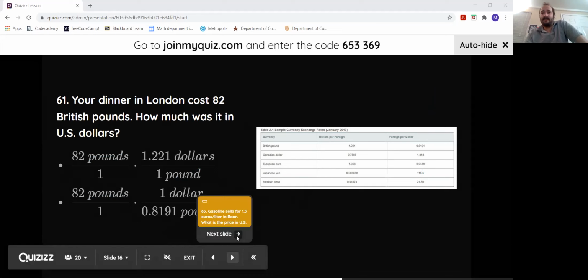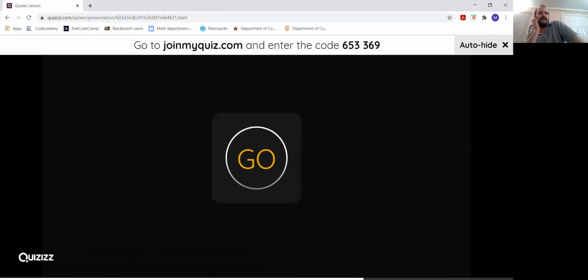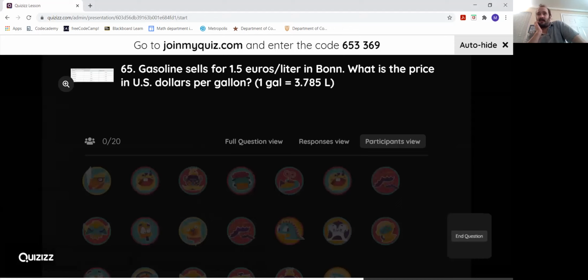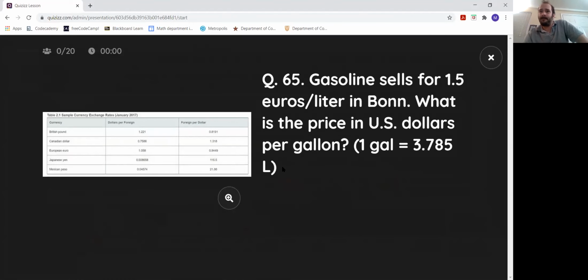Okay, so gas price. This one is a little more involved. But it is the same concept. I think they throw in maybe like one more extra step. Gasoline sells for 1.5 euros per liter in Bonn. What is the price in US dollars per gallon? And 1 gallon is 3.785 liters. So we want to convert what? Euros to dollars. We want to convert liters to gallons.